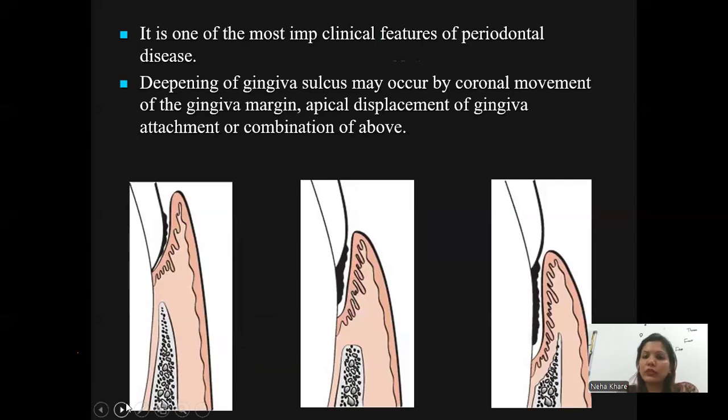This deepening of gingival sulcus may occur either by coronal movement of the gingival margin, by apical displacement of the gingival attachment, or a combination of both the coronal movement of the margin and apical displacement of the gingival attachment.